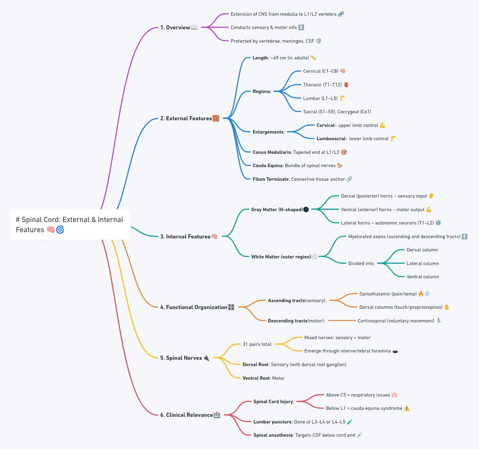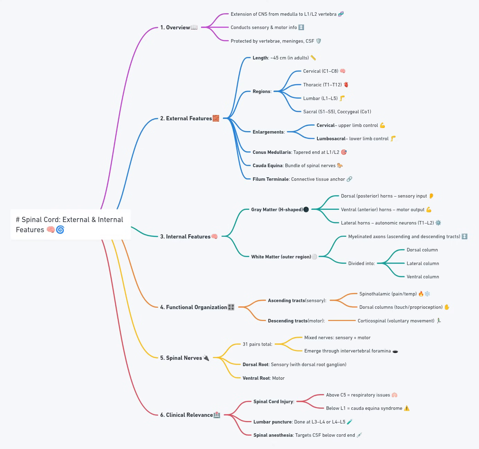Surrounding the gray matter is the white matter, which is divided into three columns or funiculi: anterior (ventral), lateral, and posterior (dorsal) funiculi. Each funiculus contains bundles of axons called tracts or fasciculi. These tracts are functionally organized into ascending sensory pathways, such as the spinothalamic tract and dorsal columns, and descending motor pathways, such as the corticospinal tract.